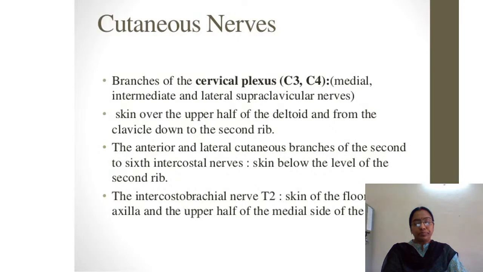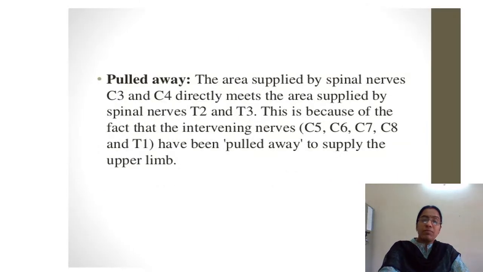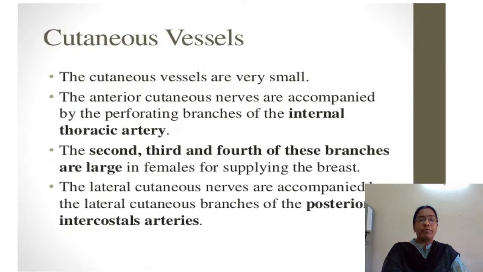So, after the cutaneous nerves, one more content in the superficial fascia is cutaneous vessels. These vessels follow the nerves. Means, if they are in the pectoral region, medially it is supplied by the anterior cutaneous nerve. Along with that, a vessel will be present. Same way, laterally it is supplied by the lateral cutaneous nerve. Along with that, there will be a vessel.